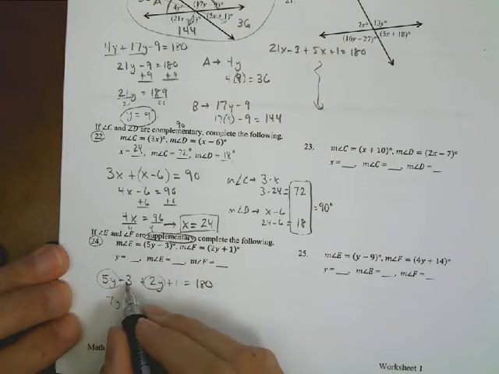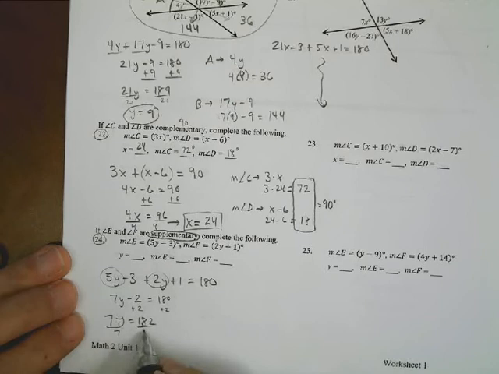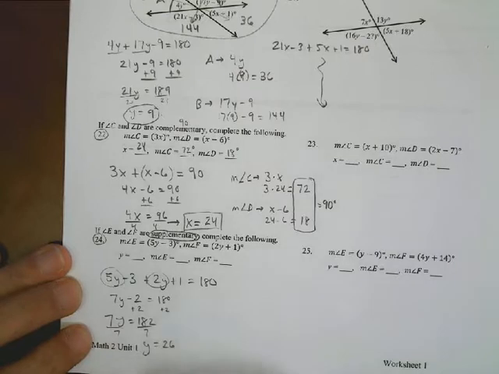5y and 2y is 7y. Minus 3 plus 1 gives me a minus 2 equals 180. I will add 2 to both sides, and 7y is going to equal 182. Divide both sides by 7, and y equals 26.